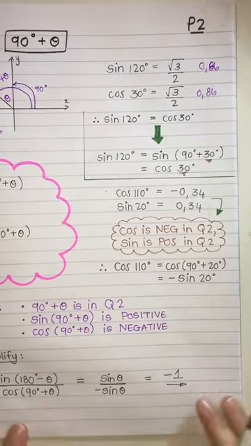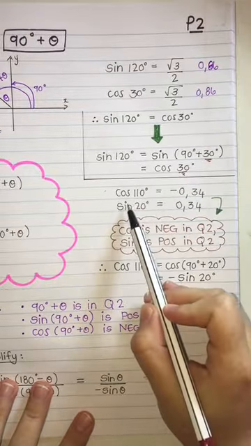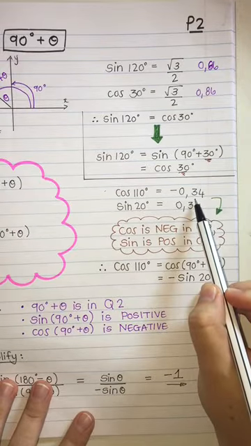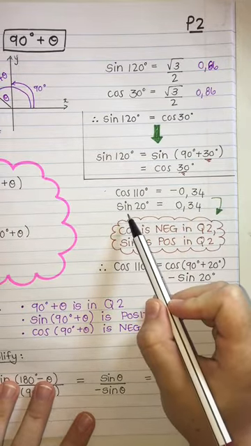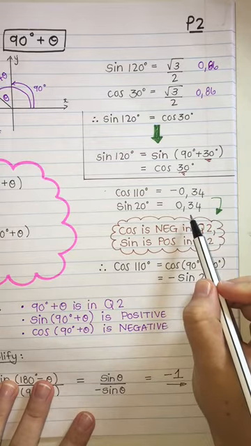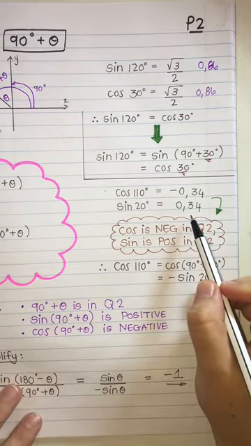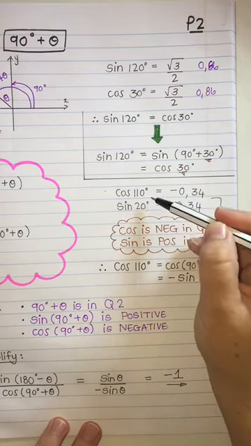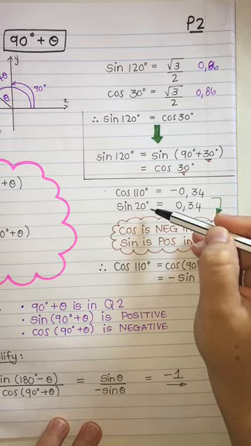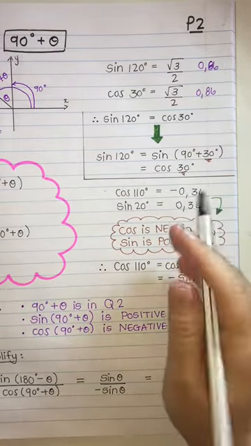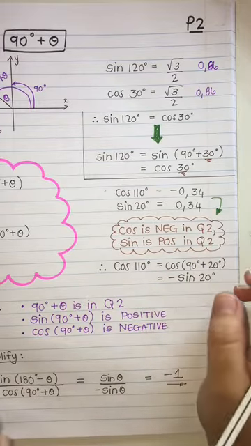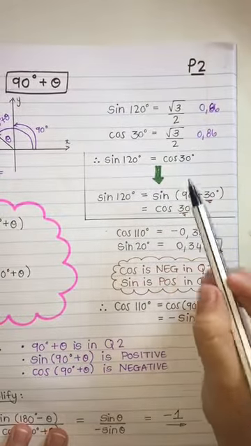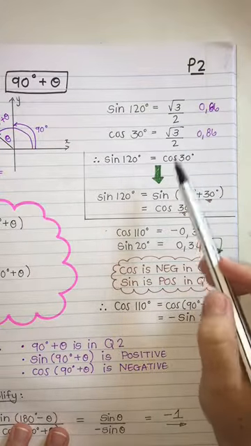Let's look at this one. Cos of 110 degrees is negative 0.34. And sine of 20 degrees is the same, but it's a positive answer. First, let's look at our clue. Do you see 110 minus 20 equals 90? So that indicates to us that we can have the same answer. But why is the one negative and the one positive? Over here, they were both positive.